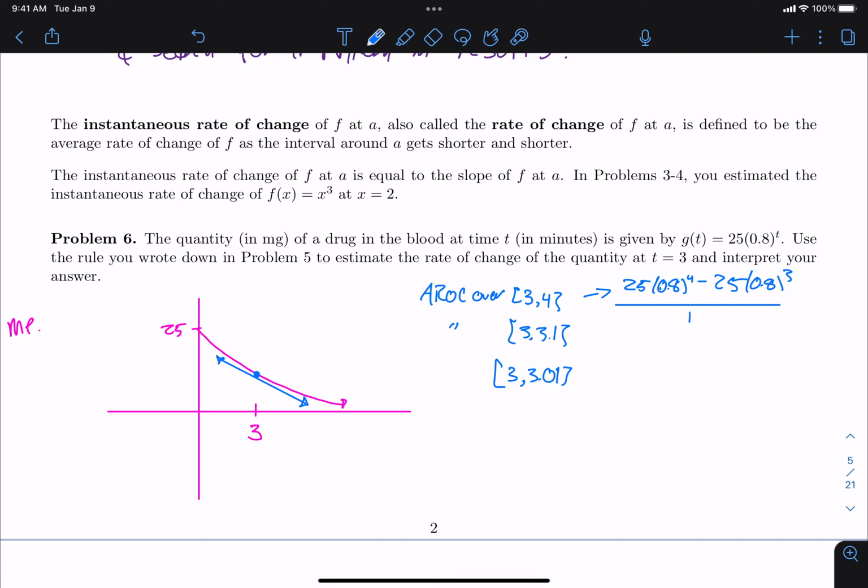1, right? By 1. So, 25 times, I'm going to do parentheses, 0.8 to the fourth minus 0.8 cubed. Okay, and I'm getting minus 0.256. Do we agree? Anyone who's calculating on their own? Yeah. Okay, so that's what we get when we plug in.